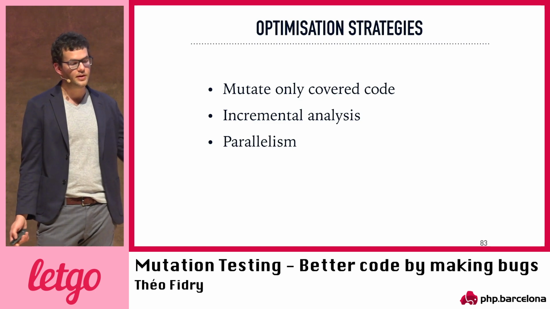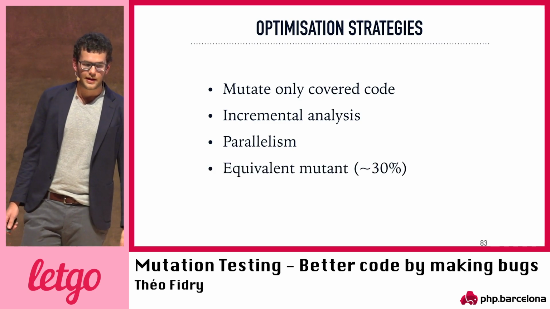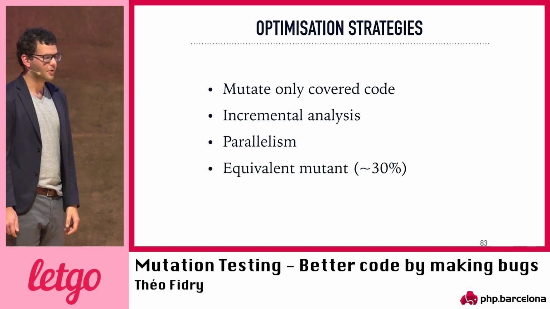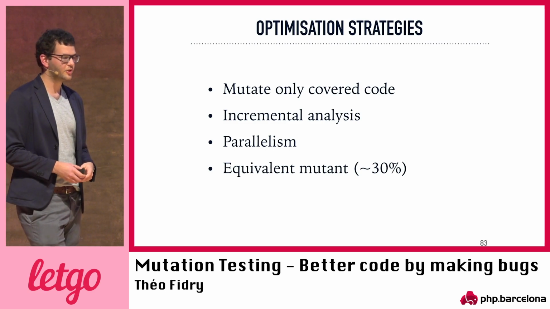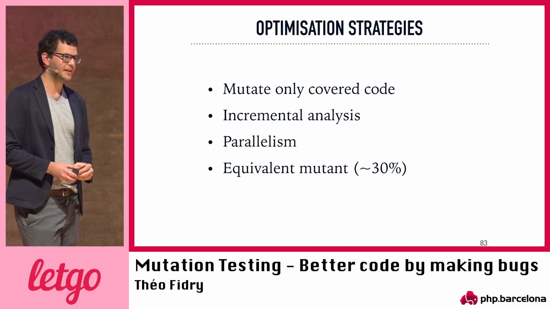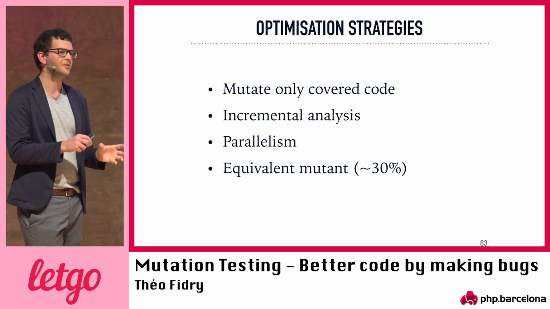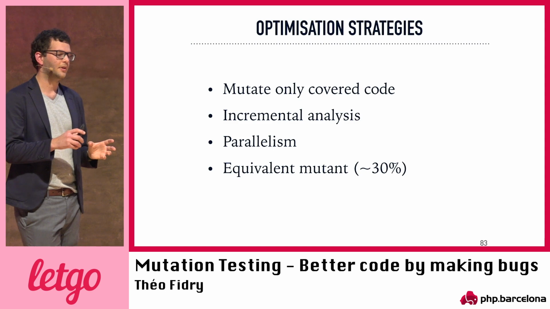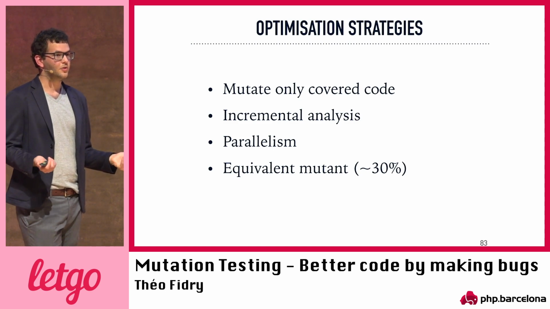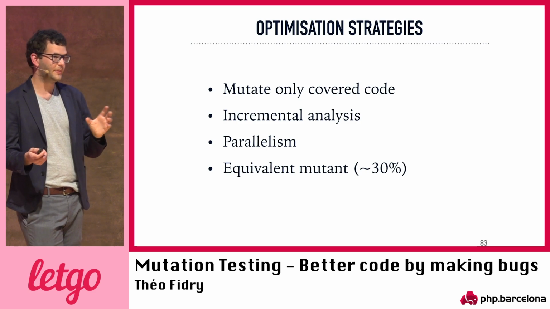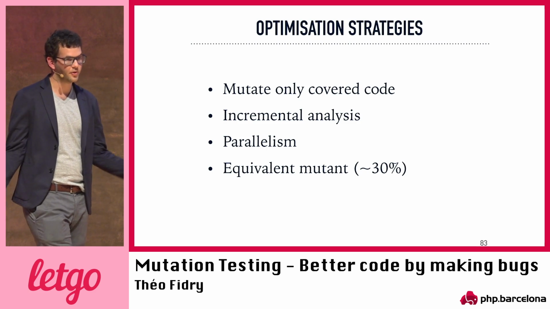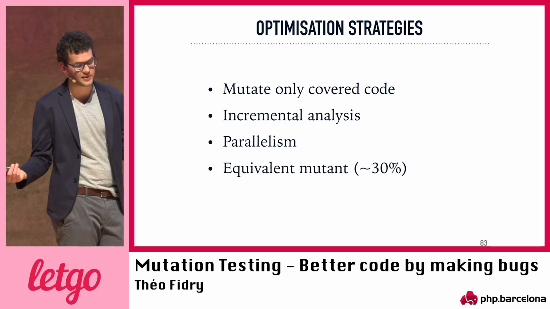Parallelism with threads. Equivalent mutants: this one is more about internal optimization. Some research papers suggest that there are multiple mutants that are actually redundant. So if the tool can detect that those mutants are redundant and just pick the necessary ones, we reduce the number of mutants again, so it's faster.